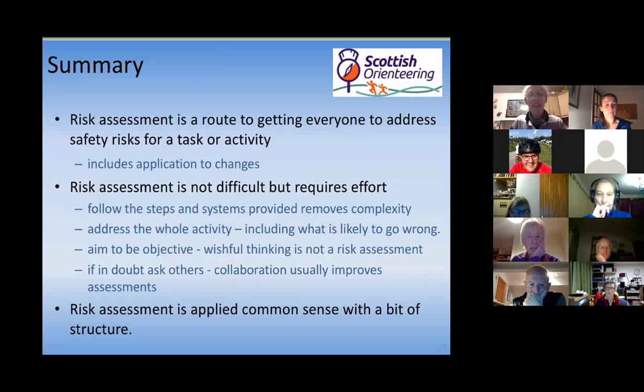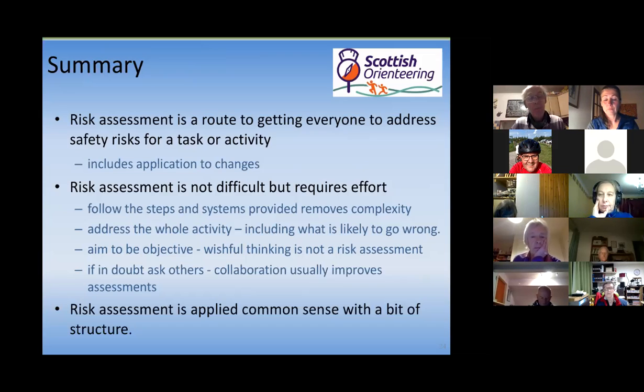I've next said risk assessment is not difficult, but it's also not simple. It requires effort. So the steps and the system provided by the British Orienteering form are very good. They are simple. If you use them fully, they work, right? Address the whole activity, and you've got to think of what is likely to go wrong, right? So forget your positive thinking for a time, look at what might go wrong, and then look at what you do to mitigate that or prevent it.